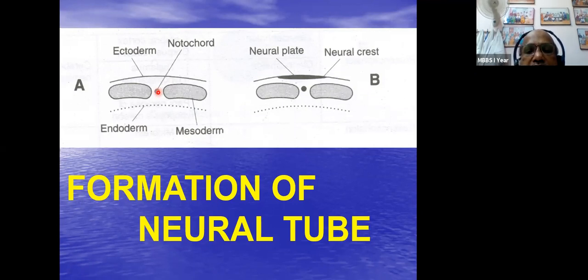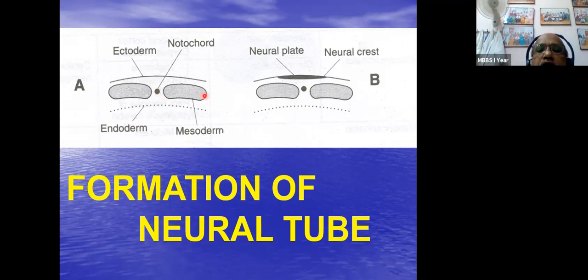If there is any defect in the formation of notochord, you will have a defect in the development of the nervous system, a defect in the formation of the neural tube. That is what we are going to see now. If there is any defect in the formation of the neural tube, that is called neural tube defects. Okay. Now this is the part of ectoderm called neuroectoderm.